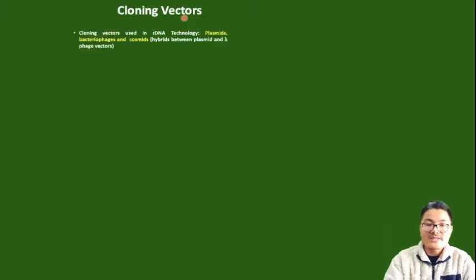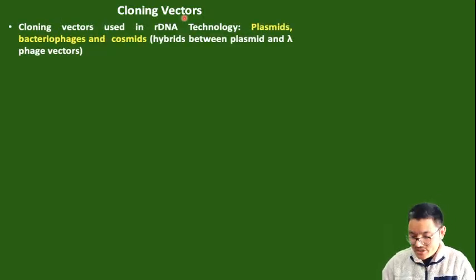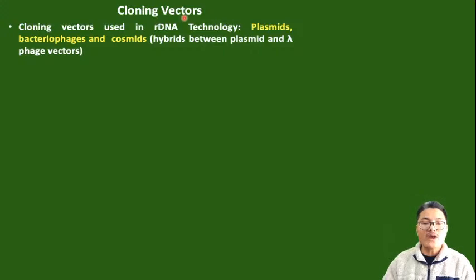Suppose you are told to enlist some of the cloning vectors used in rDNA technology, then we can say that the cloning vectors are plasmids, which we have seen earlier, small circular DNA. We have bacteriophages. Bacteriophages are viruses that eat bacteria, that's why they are called bacteriophages, right? And we also use cosmids.